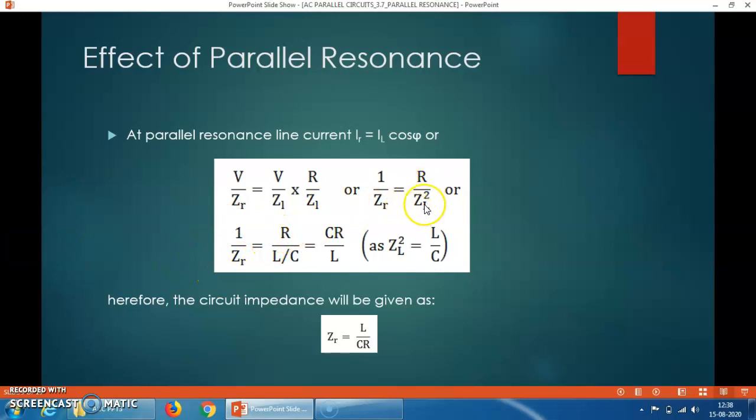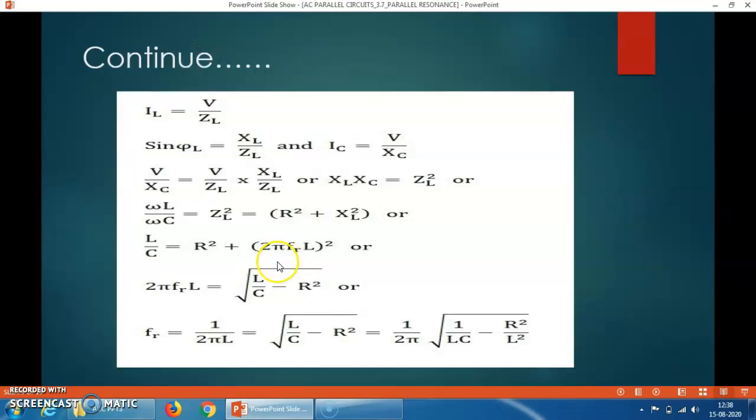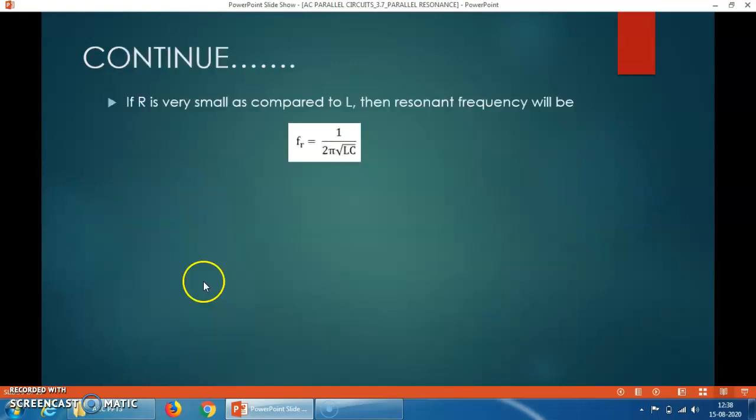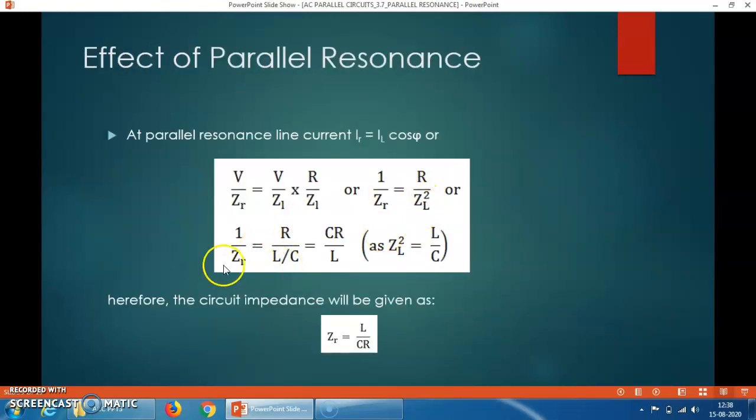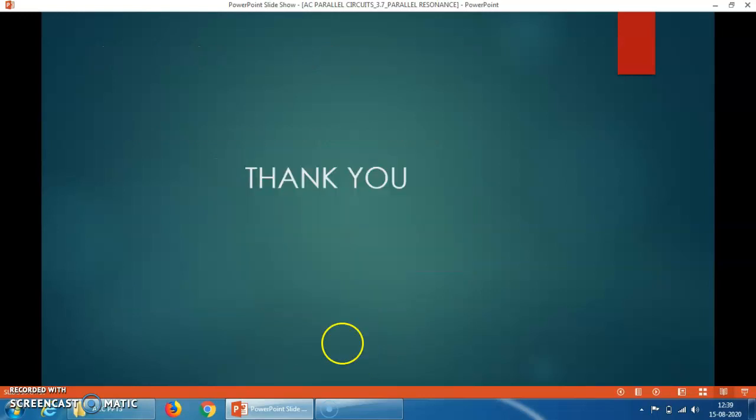R upon ZL square. ZL square is equal to L by C, as omega cancels out. So only substituting that value here, and rearranging the terms, we get C R upon L. As ZL square is equal to L by C, ZR is equal to L by CR, that is the impedance at the time of resonance. So hope you understood. Thank you. This is the parallel resonance.